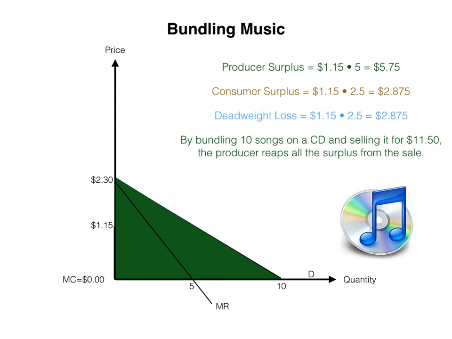The consumers get zero surplus out of it. The producer gets all the surplus. So this is the idea of bundling, is to simply bring in a bunch of different goods that people would not normally buy individually, and they buy them as a bundle, and you're able to reap more consumer surplus.